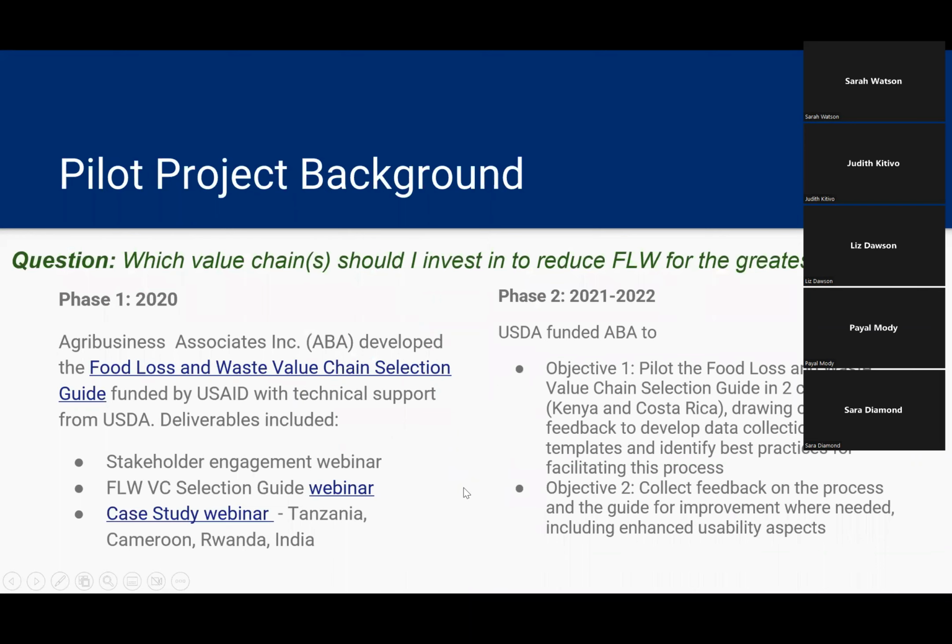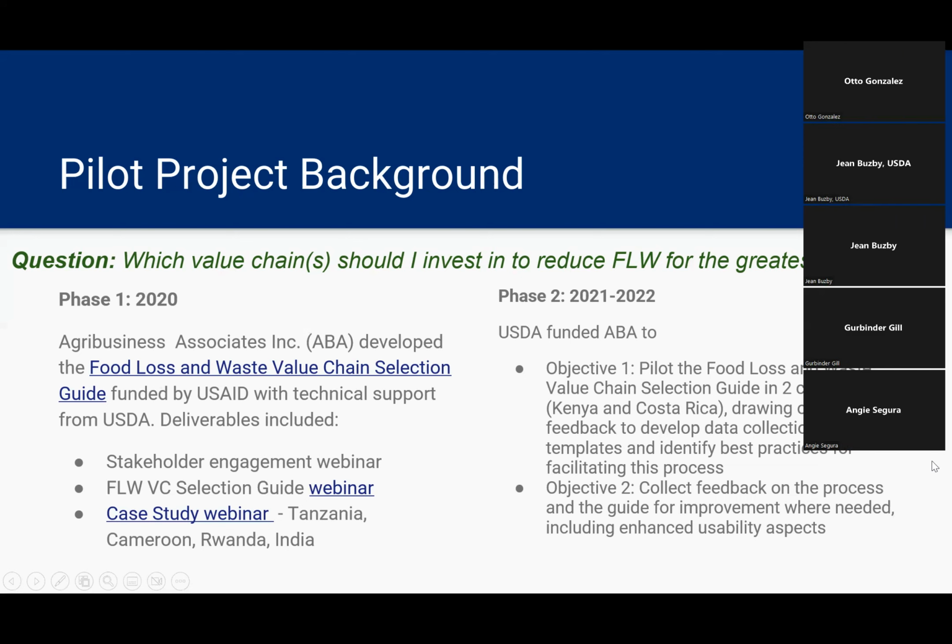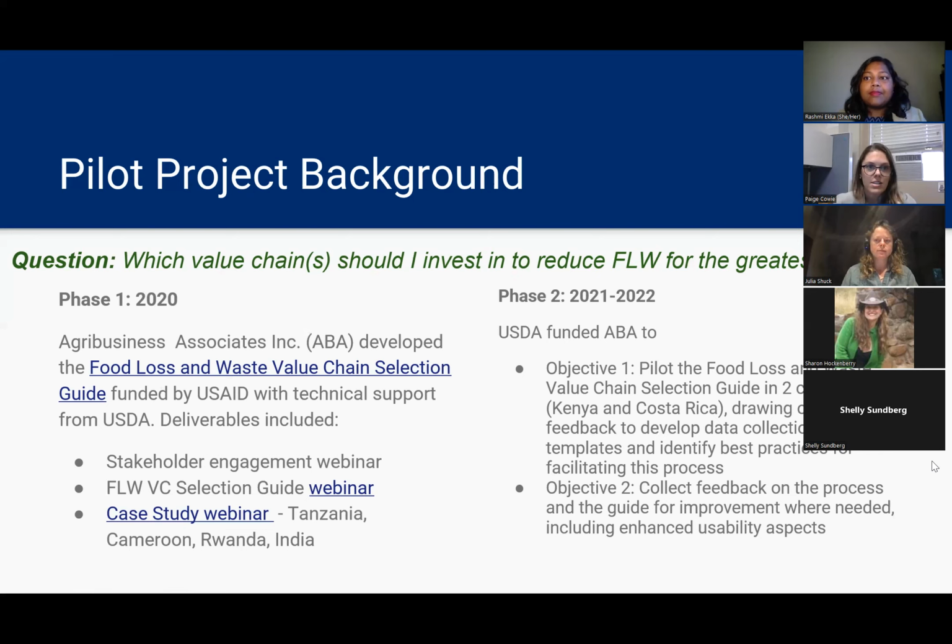And with that, I'll start with a little context. So we started this project in 2020 in conjunction with colleagues in USAID's Office of Global Climate Change and Agribusiness Associates Incorporated, an international development consulting firm that focuses on overcoming some of the biggest challenges in the agriculture sector. The challenge that the FAS and USAID team were interested in researching at the time was that of food loss and waste within agricultural value chains. We got connected with Agribusiness Associates because of their expertise in this field, and we worked to further narrow our research question on this project to look at which value chains one should invest in to reduce food loss and waste for the greatest impact.